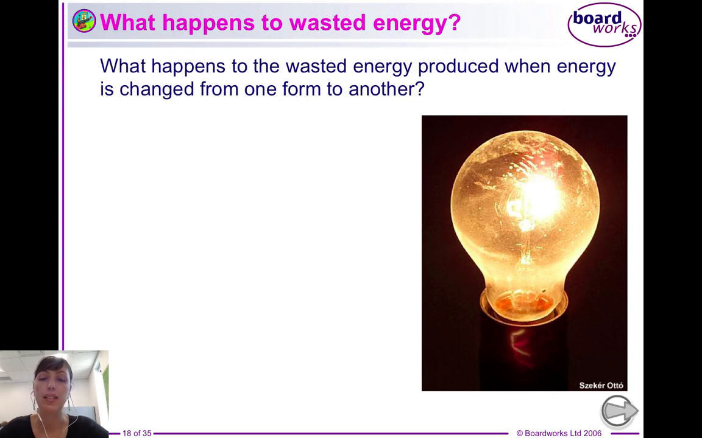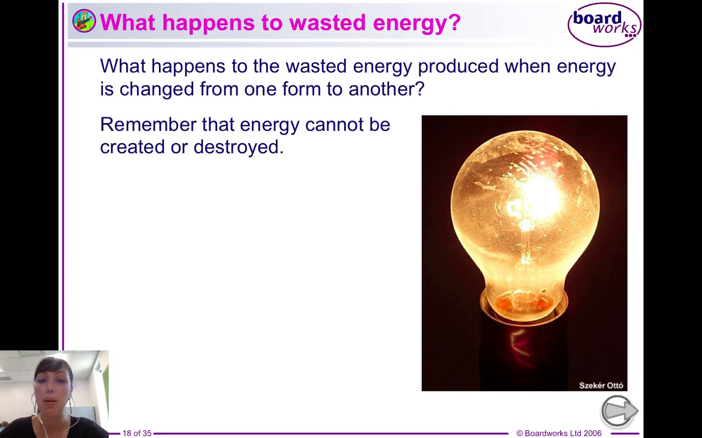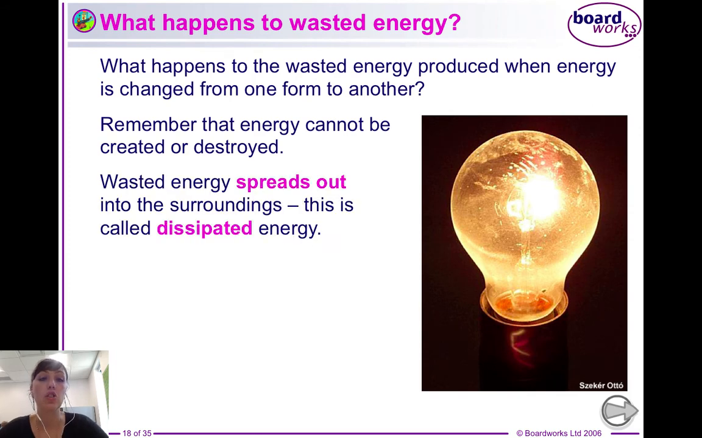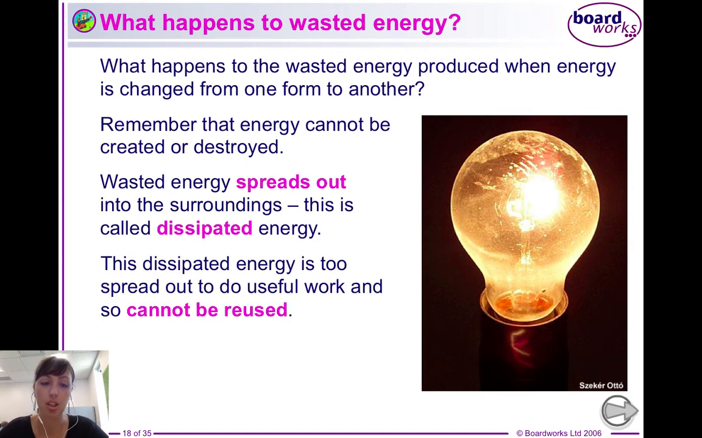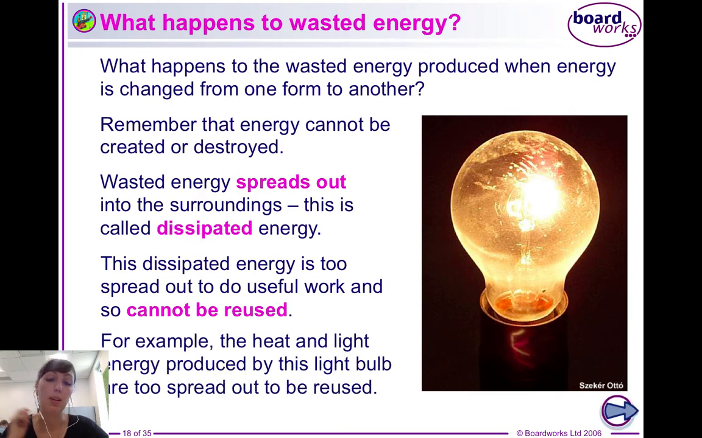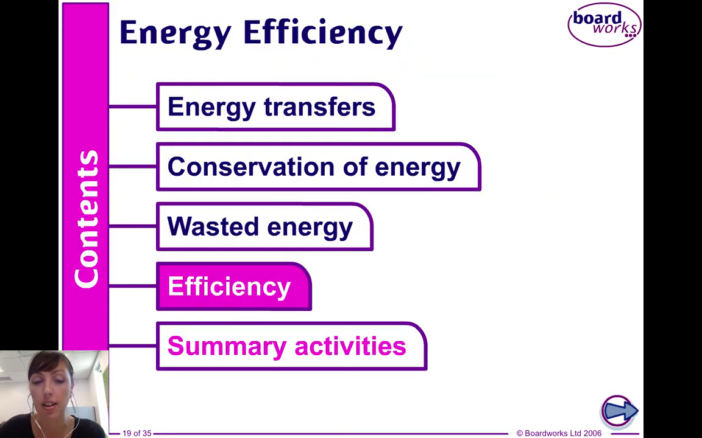So what happens to the wasted energy produced when energy is changed from one form to another? Remember, energy cannot be created or destroyed. Wasted energy spreads out into the surroundings, and this is called dissipated energy. This dissipated energy is too spread out to be useful and so it cannot be reused. For example, the heat and light energy produced by this light bulb are too spread out to be reused to do useful work, so they dissipate into the environment, the surroundings.